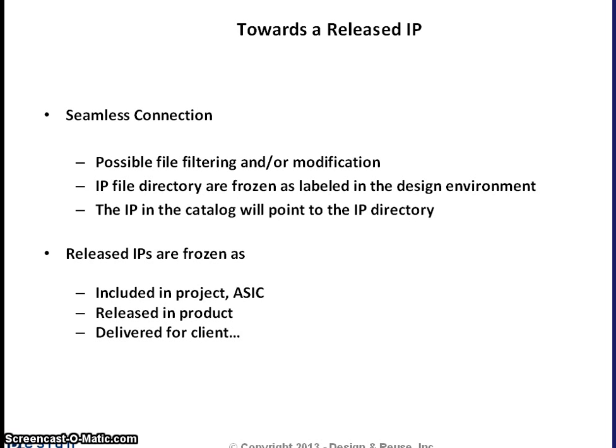We say location path, or it can even point from the catalog to specific files, like I want to see the simulation, I want to see the reports, I want to have the models, and so on. So why is it so important to go through a catalog and to freeze a selected file? Only released IPs that are frozen can be included in a project, in a product, in an ASIC, and of course are delivered to a client.